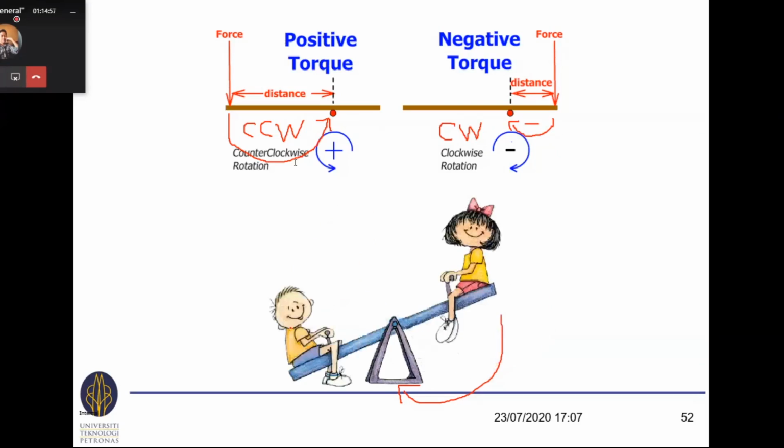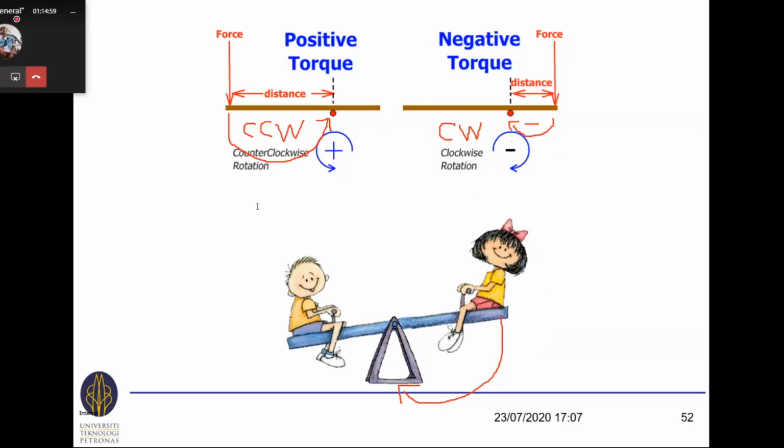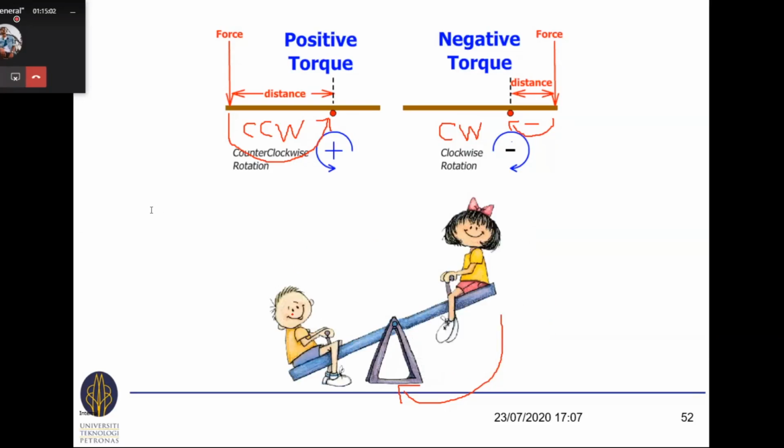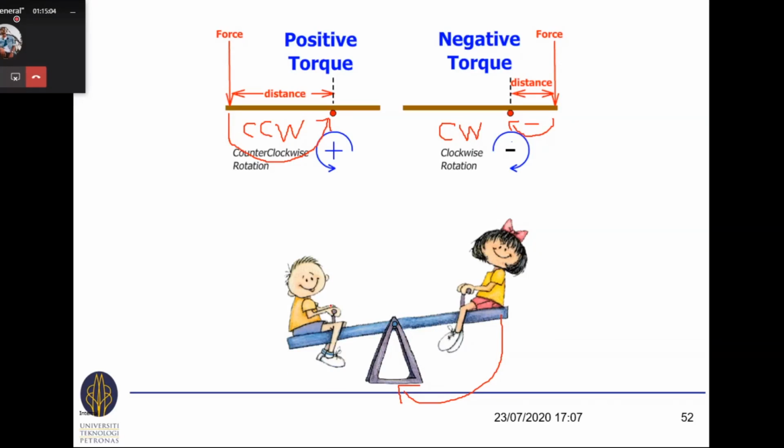Okay. So the greater the distance, the greater the force, or rather, it's not the greater the force. The greater the distance, the greater the torque.